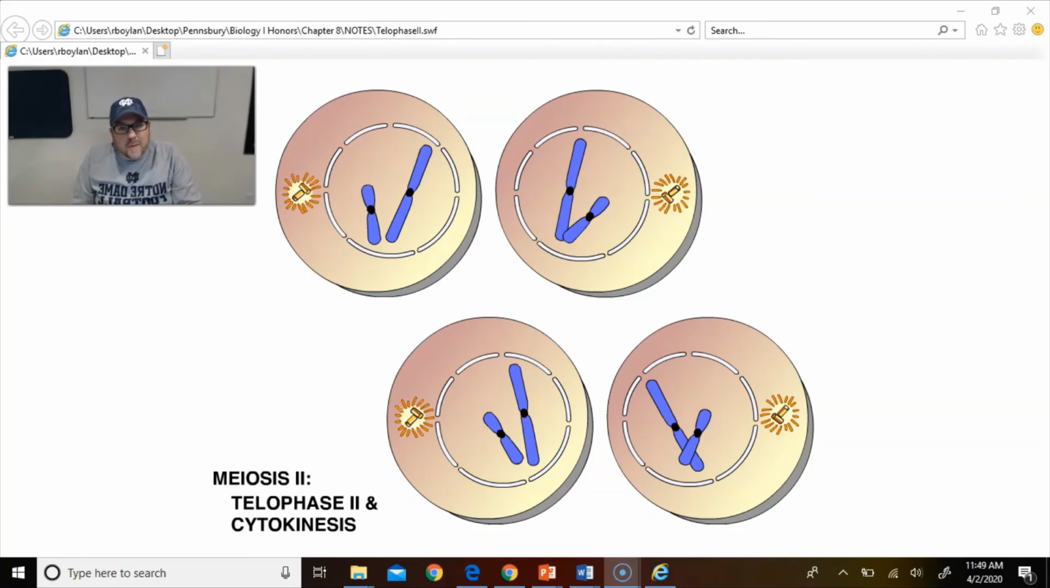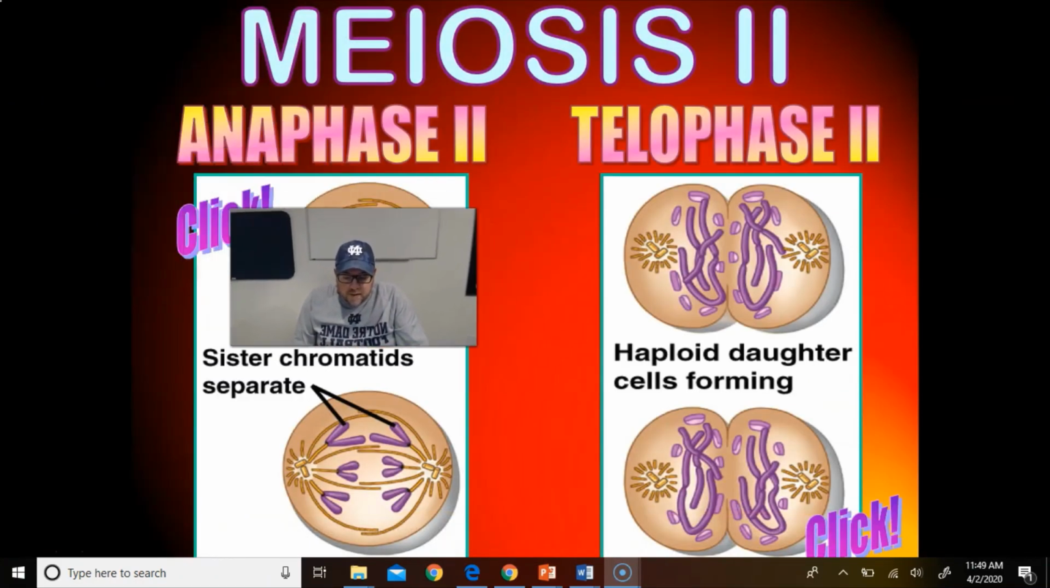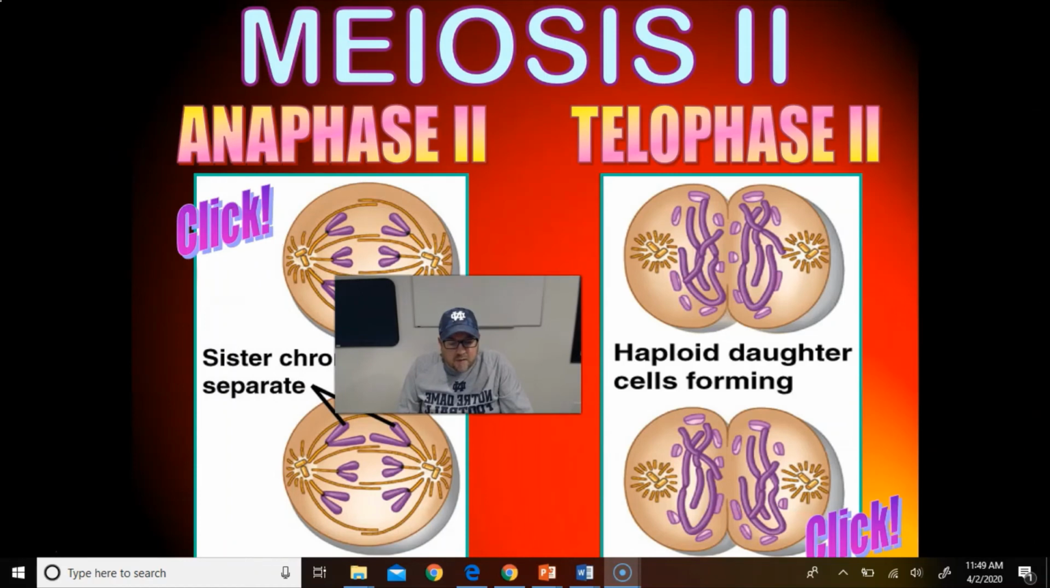Now we have our 4 haploid gametes, and in the videos, we start with 4, so it makes sense that all of them have 2. So going back to our PowerPoint here, you can see that all of those cells would have 3 chromosomes because we started with 6.